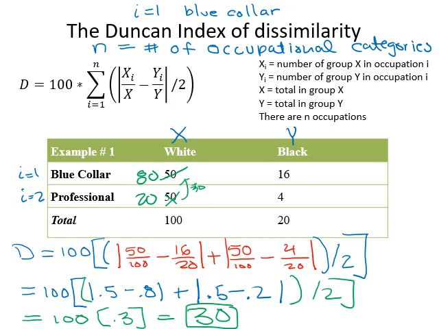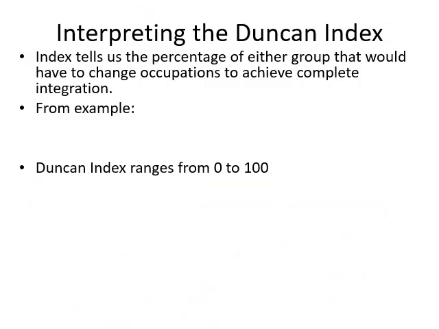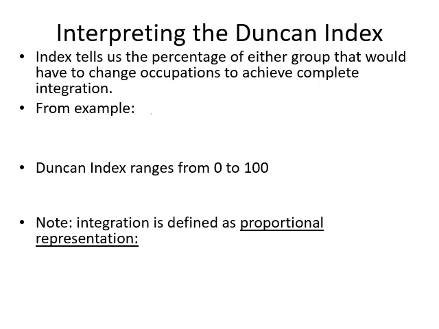So that's what they mean. Again, it's not telling you to do that. It's just telling you how far away from this equality we are. Okay, so from our example, we had the 30, right? And that tells us exactly what I just said. And then the Duncan index ranges from 0 to 100.